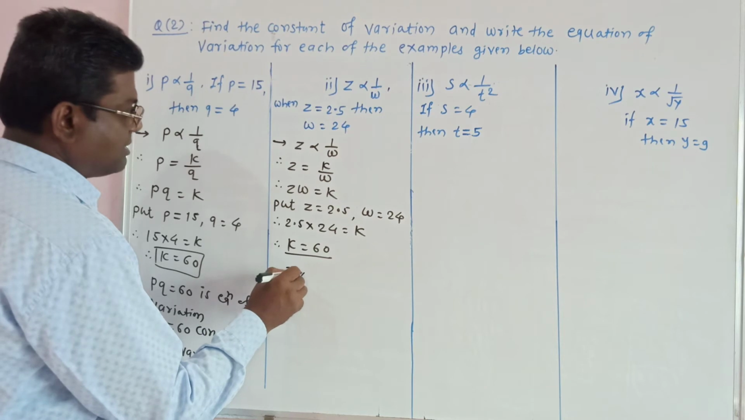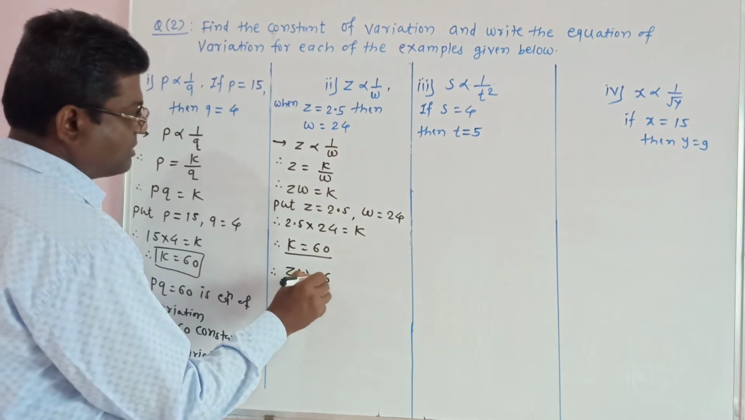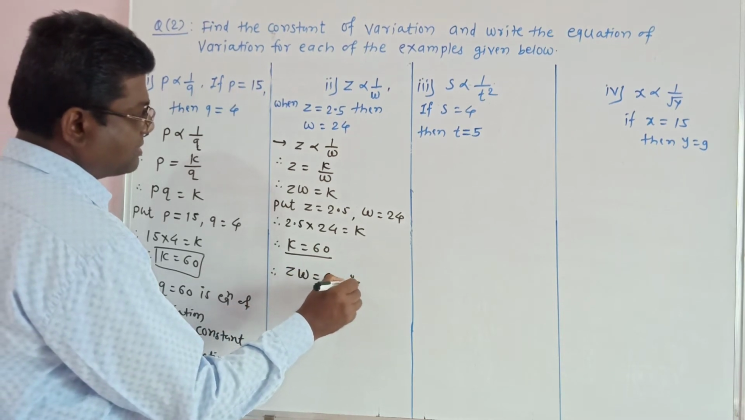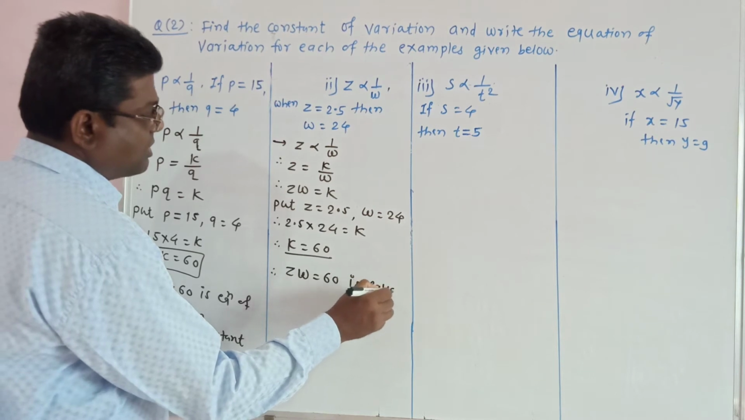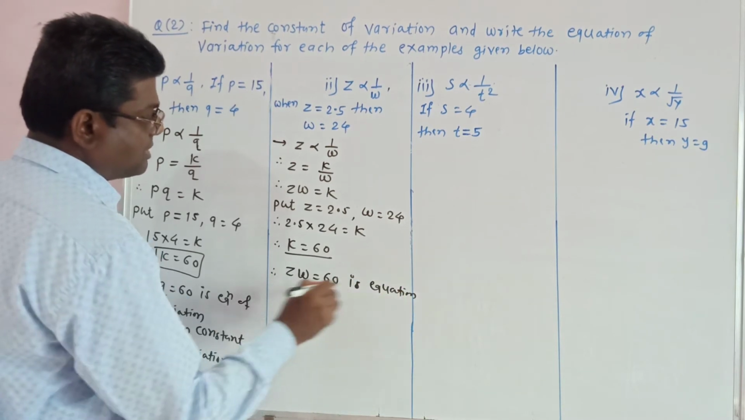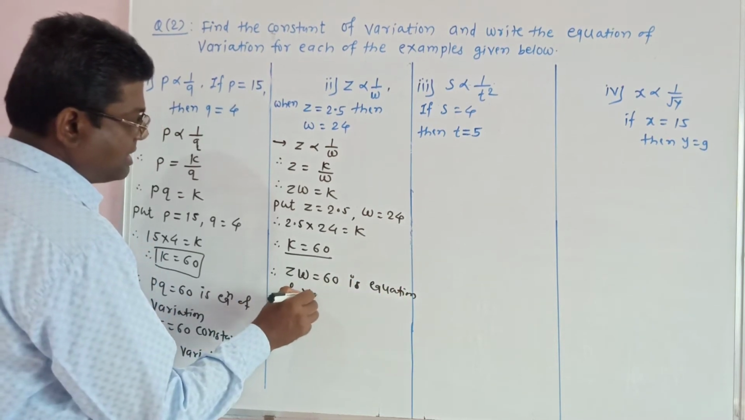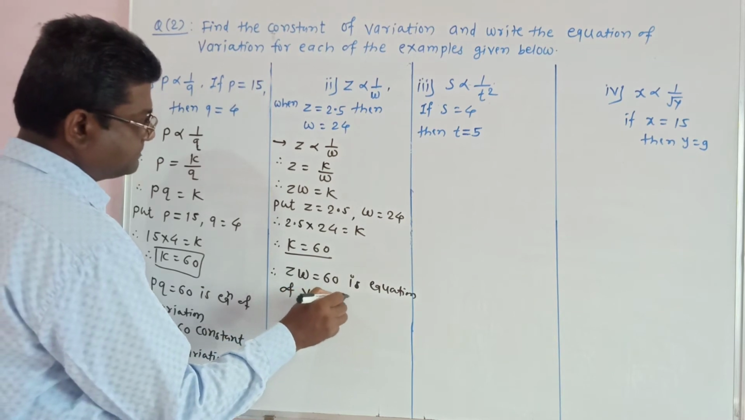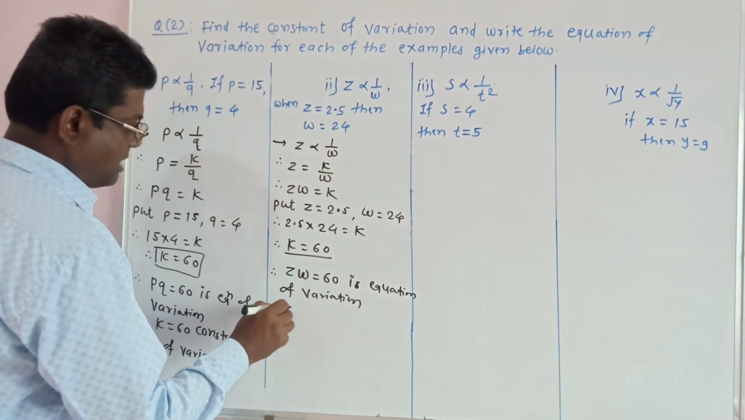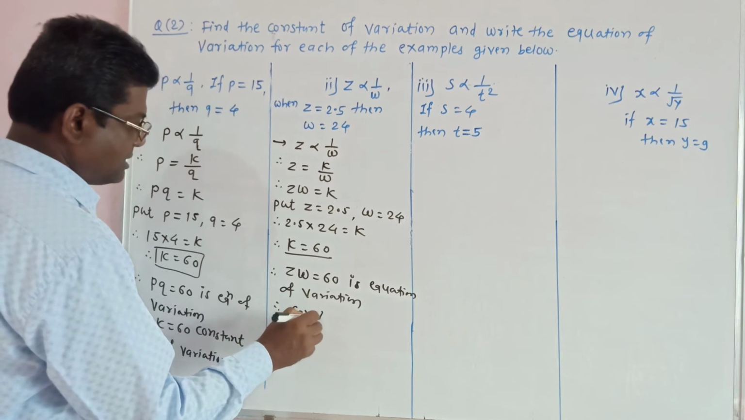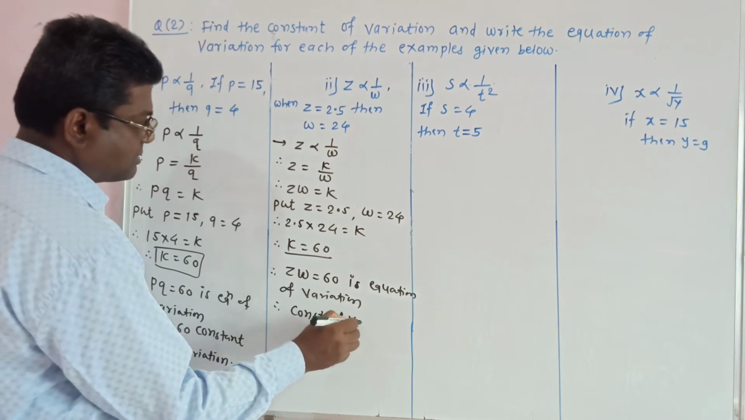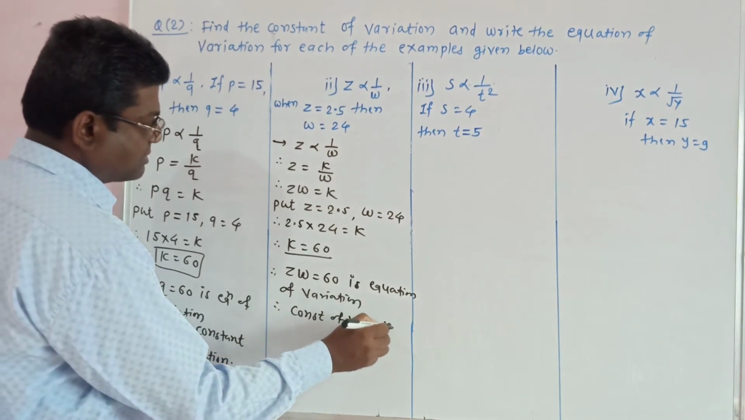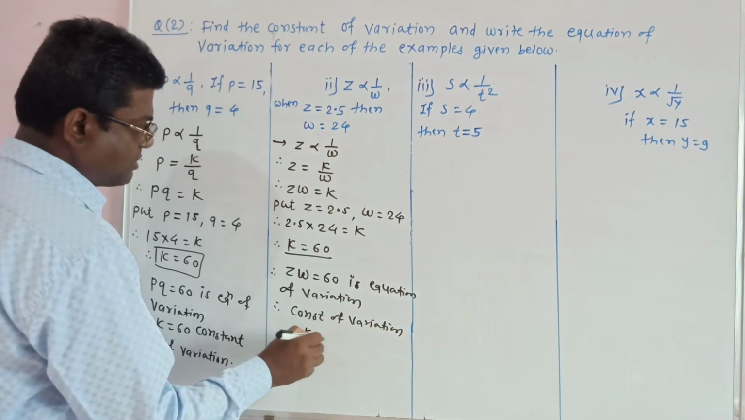Therefore, ZW is equal to 60 is the equation of variation and the constant of variation K is equal to 60.